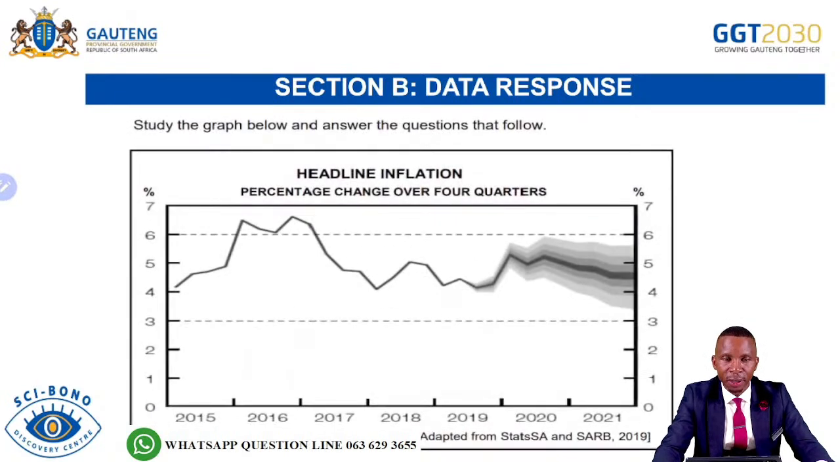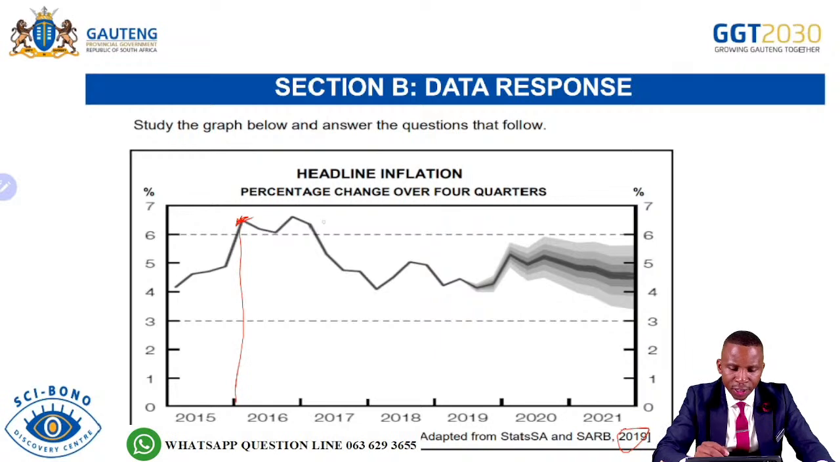Then we are given here the data response again under inflation. So we are moving straight to inflation here under economic issues. Headline inflation, percentage change over four quarters, adapted from Stats SA and South African Reserve Bank 2019. So now let's look at this. Inflation rate. You just have to look at this one. The inflation rate here and here.